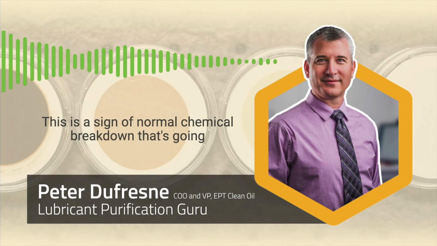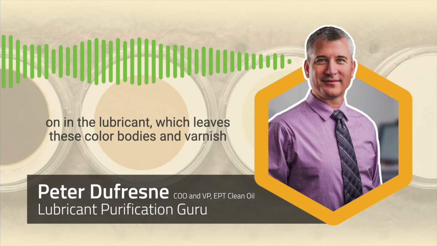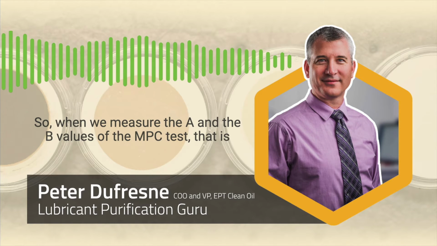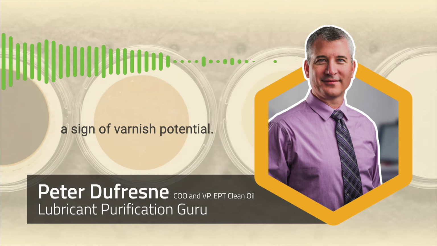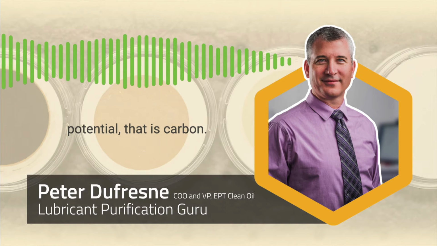This is a sign of normal chemical breakdown that's going on in the lubricant, which leaves these color bodies and varnish precursors in the lubricant. So when we measure the A and the B values of the MPC test, that is a sign of varnish potential. When we see darker patches or black patches, that's not varnish potential, that is carbon.